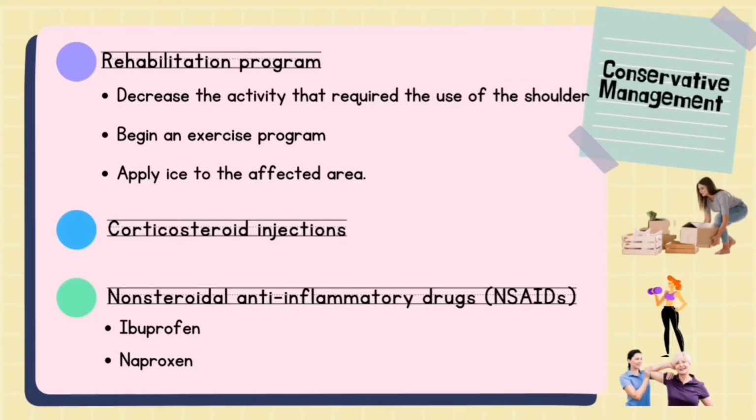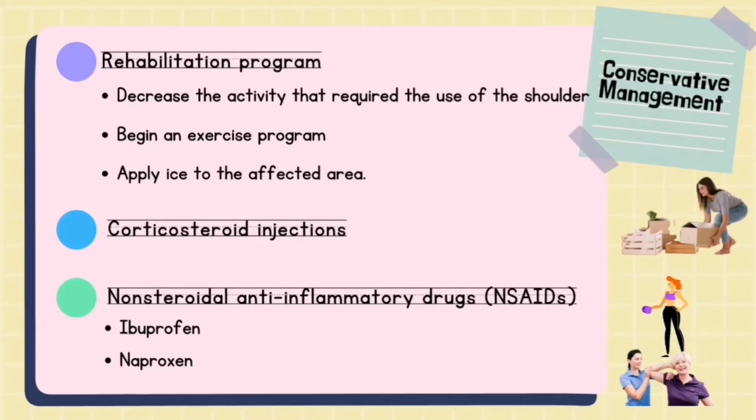Conservative management is a type of medical treatment that focuses on avoiding invasive procedures such as surgery to preserve function. For rotator cuff tendonitis, the most conservative approach is the rehabilitation program. In the rehabilitation program, the patient must decrease activities that require the use of the shoulder, such as lifting a box. Second, begin an exercise program to preserve flexibility. Next, apply ice to the affected area. Applying ice has been thought to help decrease swelling and inflammation as well as reduce pain.